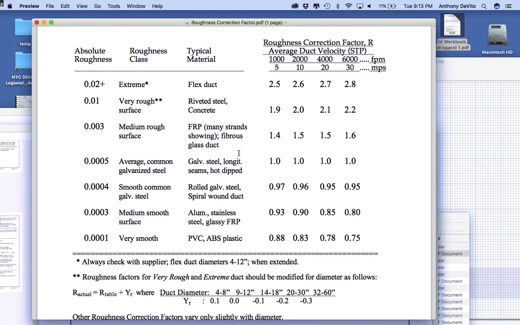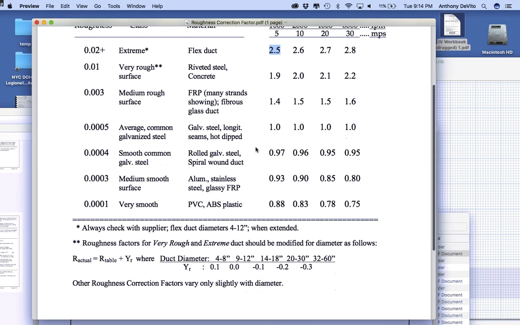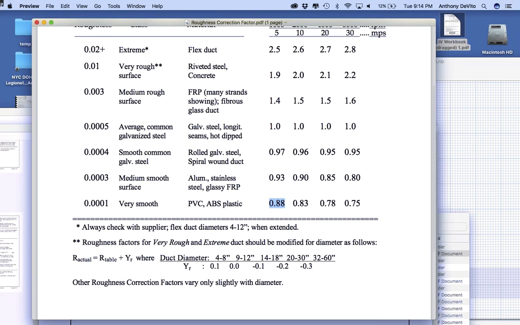But at that same velocity, if you have flex duct, what's the roughness factor there? 2.5. You lose more energy to flex duct because it's got ribs in it, it's nasty, rough stuff. If you have a nice, smooth PVC duct, where you're going straight through, then it's actually a lower roughness factor and uses up less energy than galvanized.